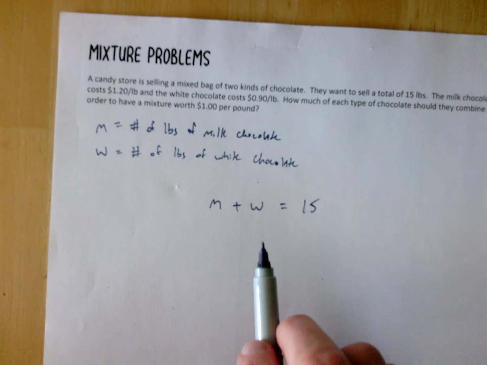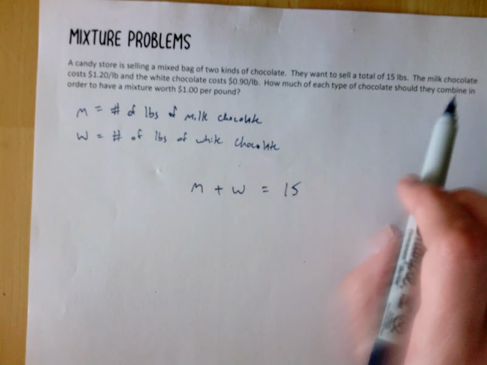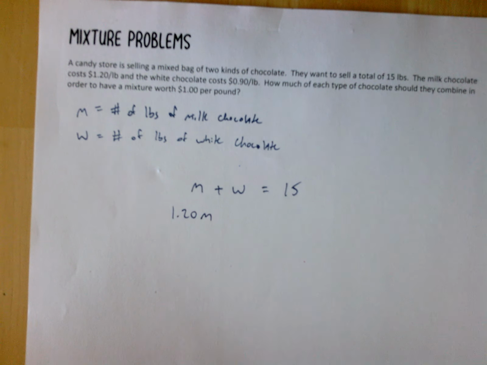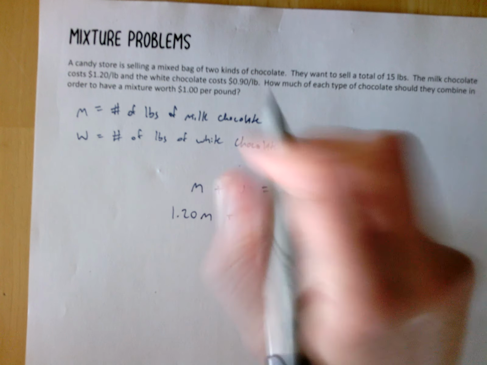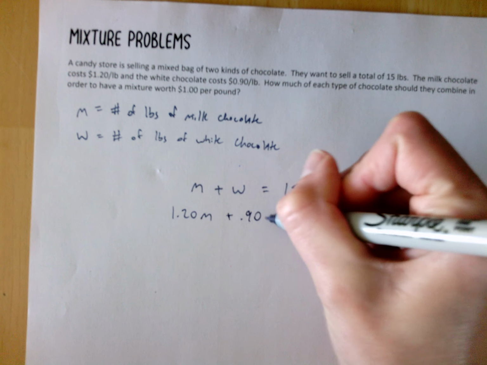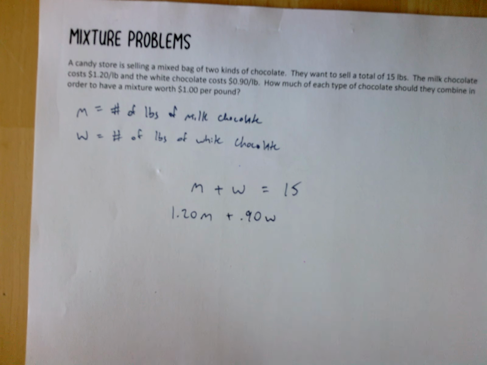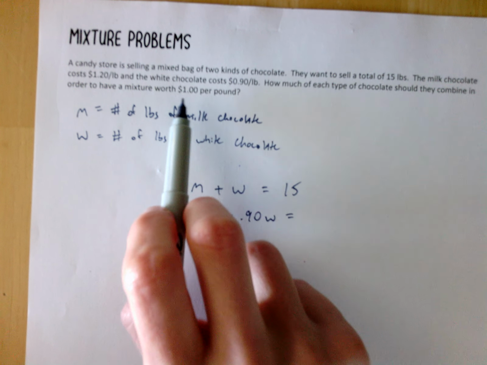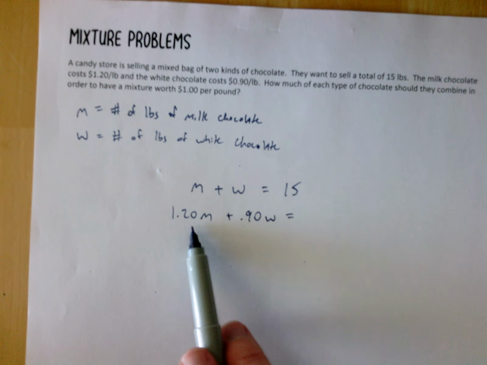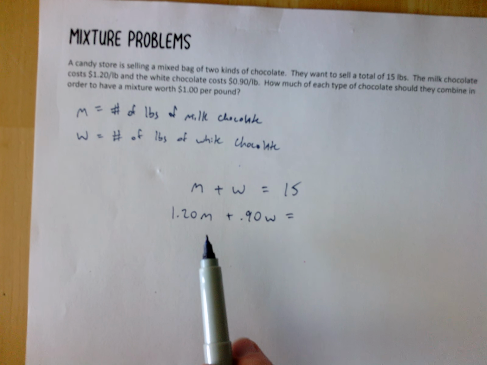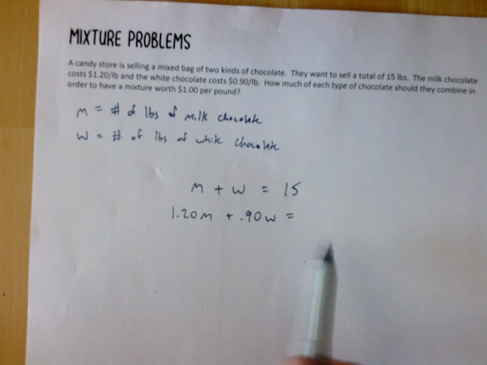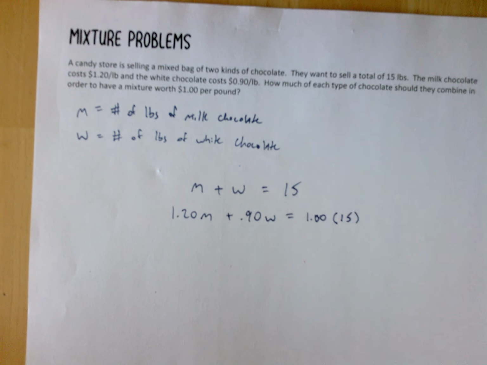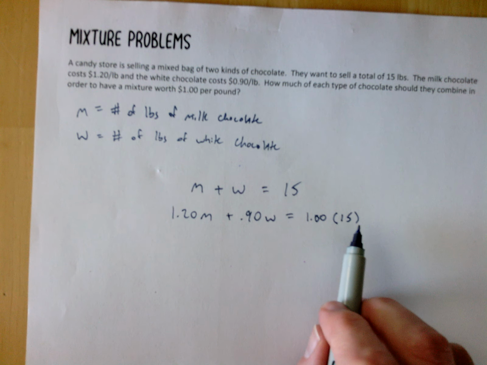Now, my second equation is going to be about the money part, and this is what we kind of talked about. The milk chocolate costs $1.20 a pound, so you're doing $1.20 times the number of pounds of milk chocolate plus 90 cents for the white chocolate. And that's not going to equal just $1, right? That doesn't make sense. If you're multiplying $1.20 times however many pounds of milk chocolate you have, it's not going to be $1. So what this is going to equal is $1 times the number of pounds. And we happen to know that the number of pounds was 15.